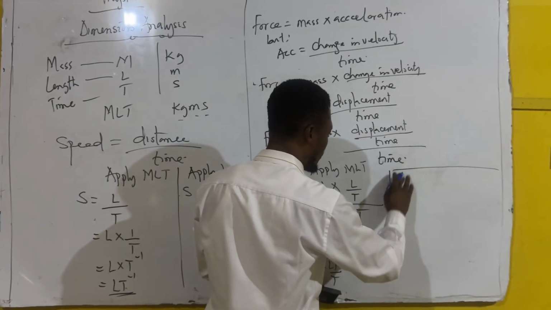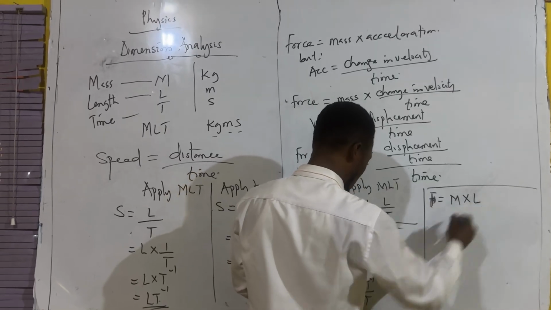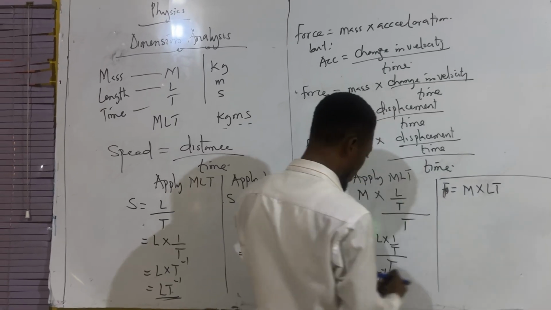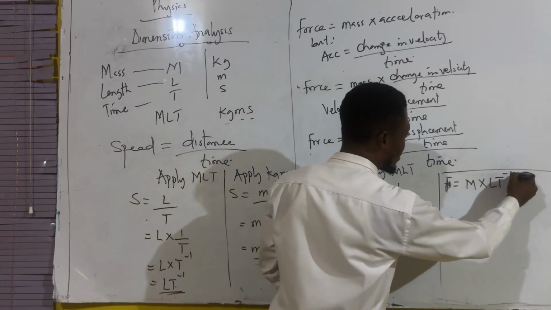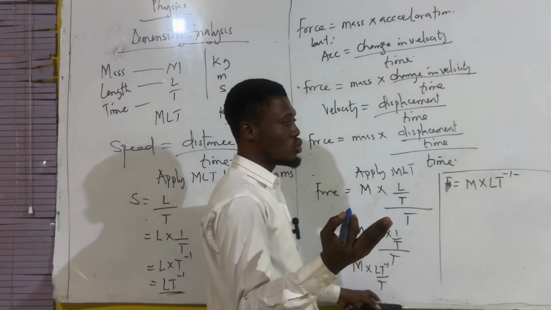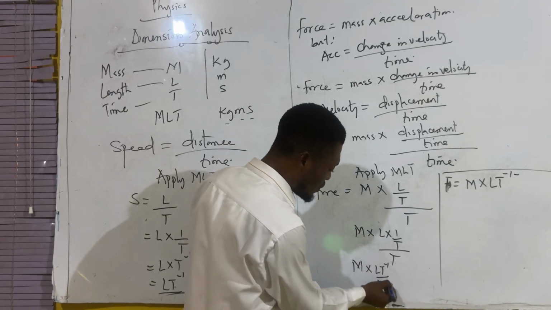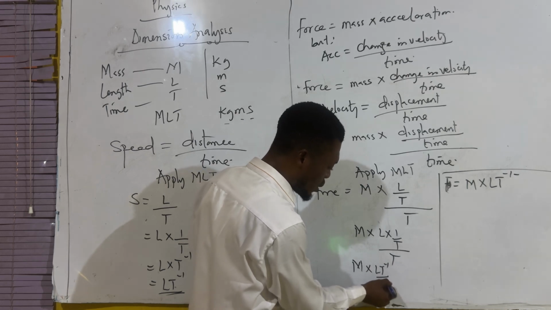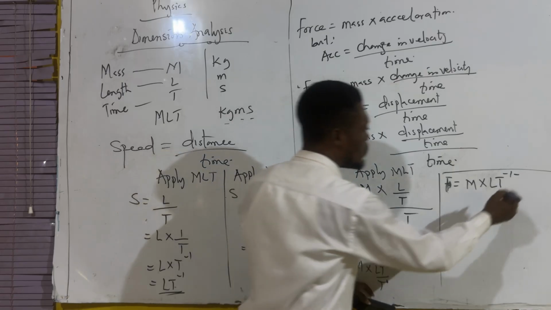Then I have M, that means force is equal to M times L. I pick one T. This guy has minus 1 here. Minus 1, I'm dividing, so I'll subtract. Division means subtraction in indices. So the same thing also applies here. Then this T has an invisible power of 1 here. I hope we know this guy carries 1. So you put 1 here.